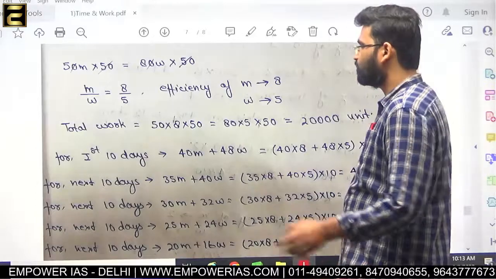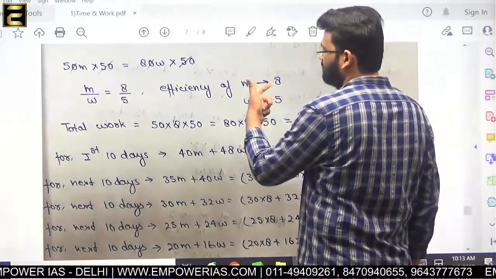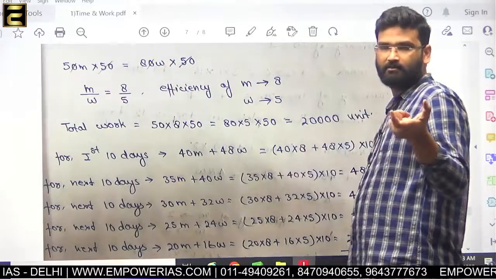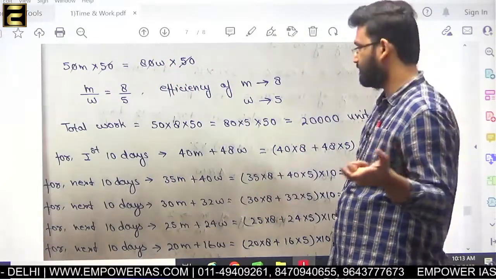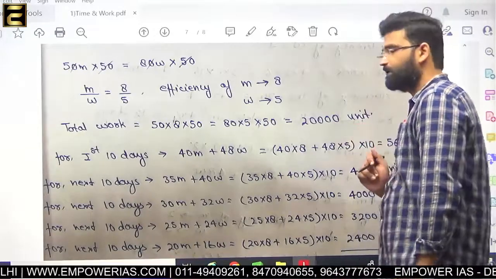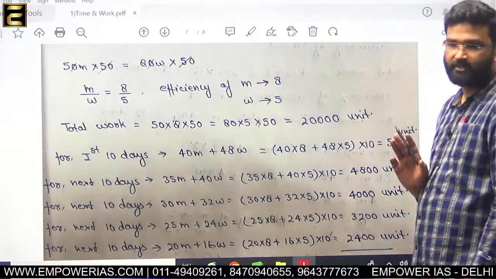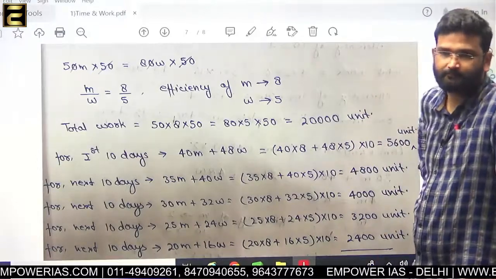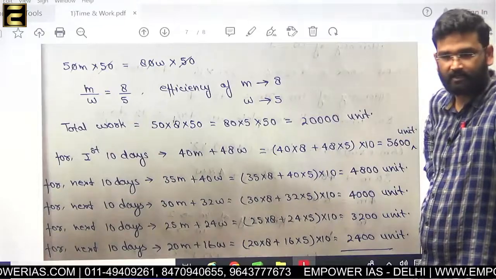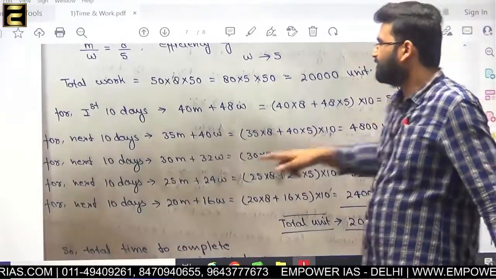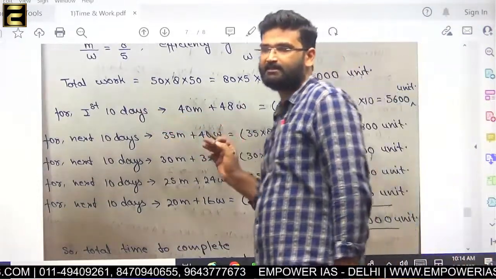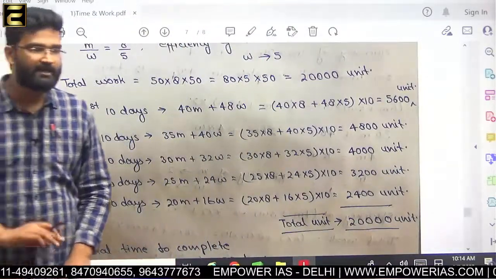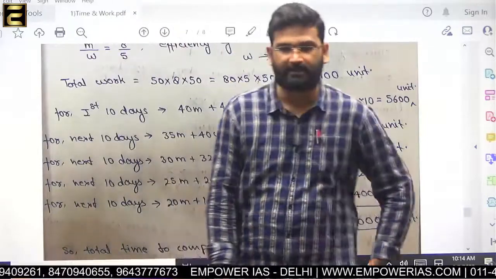नाउ टोटल वर्क, आइदर पुट द वैल्यू ऑफ मैन हियर और पुट द वैल्यू ऑफ वुमेन हियर, वी विल गेट द टोटल क्वांटिटेटिव वैल्यू ऑफ द वर्क. सो टोटल क्वांटिटेटिव वैल्यू ऑफ द वर्क कम टू बी 20,000 यूनिट. ओके, यहाँ तक कोई दिक्कत है तो बताइए. नहीं है ना? पक्का? सो मूविंग फॉरवर्ड, फॉर द फर्स्ट 10 डेज, सी यूपीएससी हैज आस्क्ड दिस क्वेश्चन बट द कंसेप्ट इज सेम.